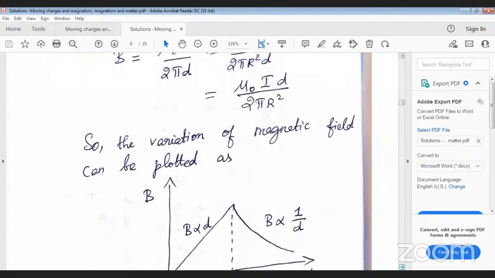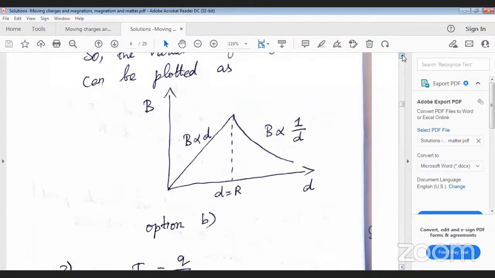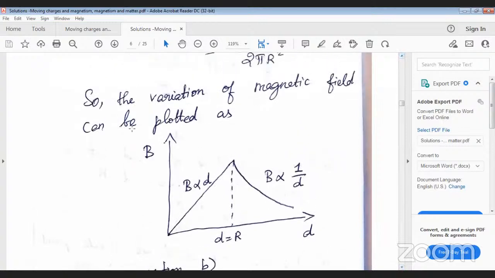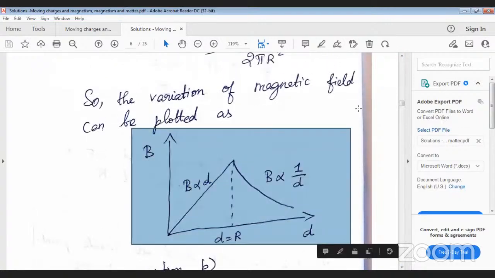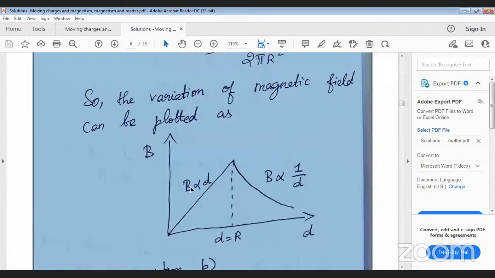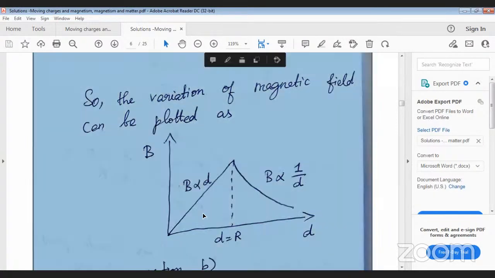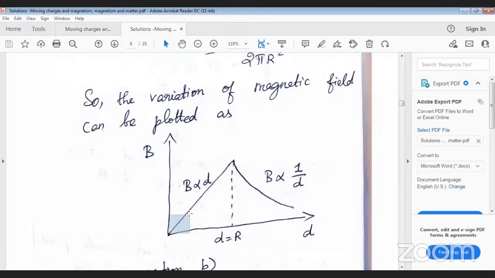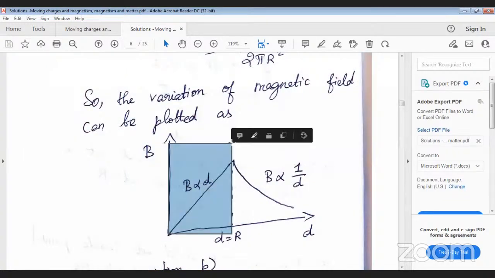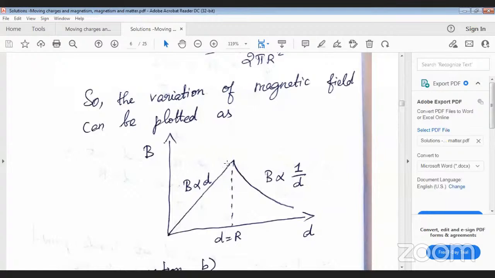The correct option is actually B, because in B you can find this kind of graph. At a point inside the cylinder, the magnetic field is proportional to d. So that's why the linear variation of the graph is here. B is directly proportional to d. So d increases, B also increases. So the graph follows this path, and at d equal to capital R, it reaches the maximum.